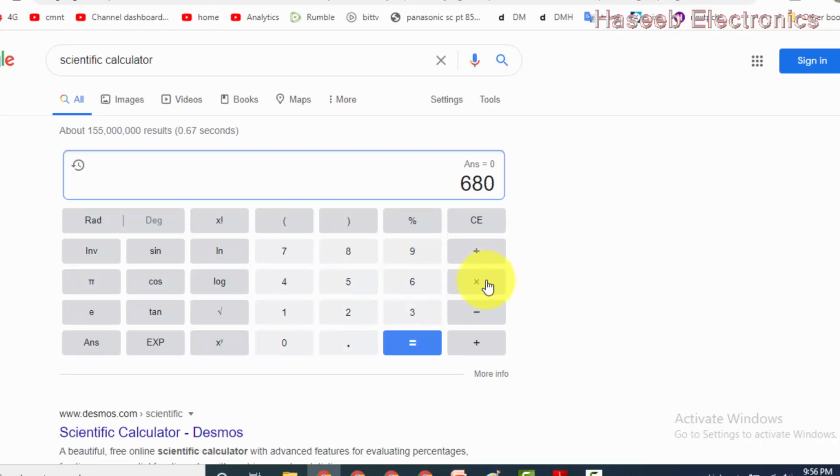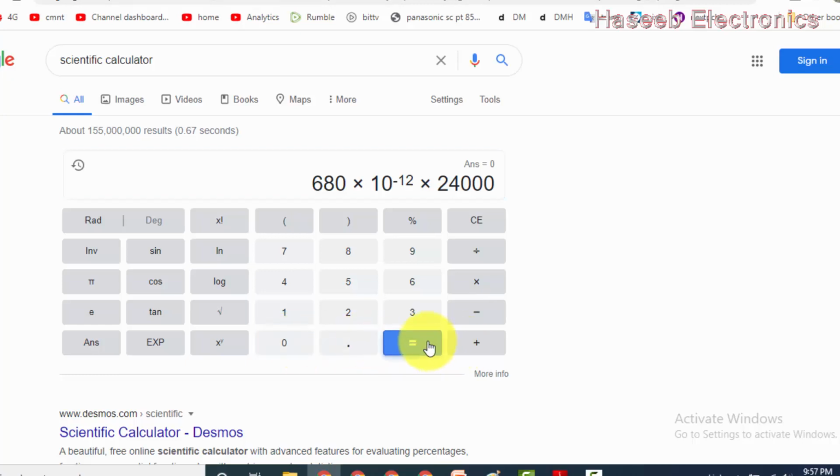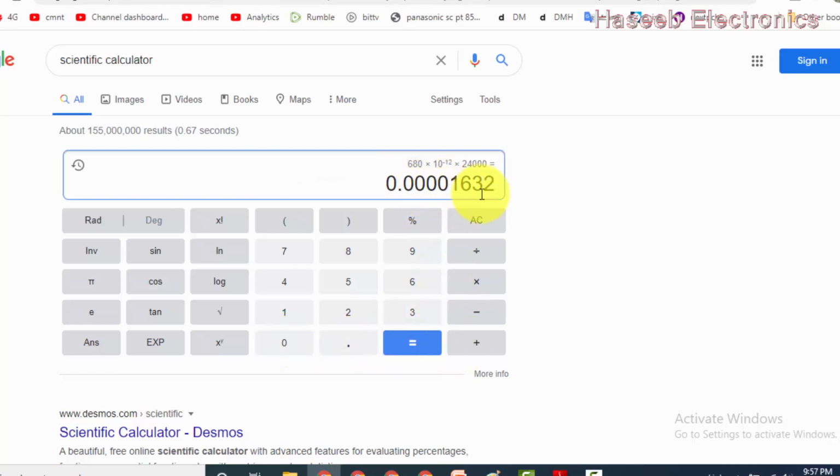680 picofarad, 10 raised to power minus 12, multiply it by 24,000. So it is 0.00001632. So divide 1 by 0.00001632, it is 61,274. So it is considered 61 kilohertz.